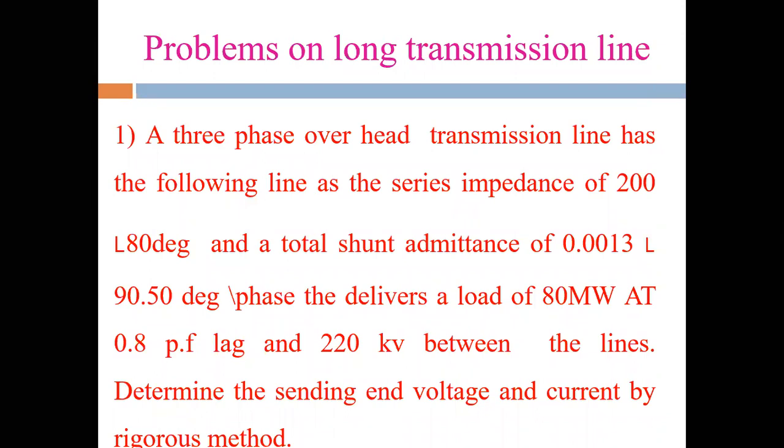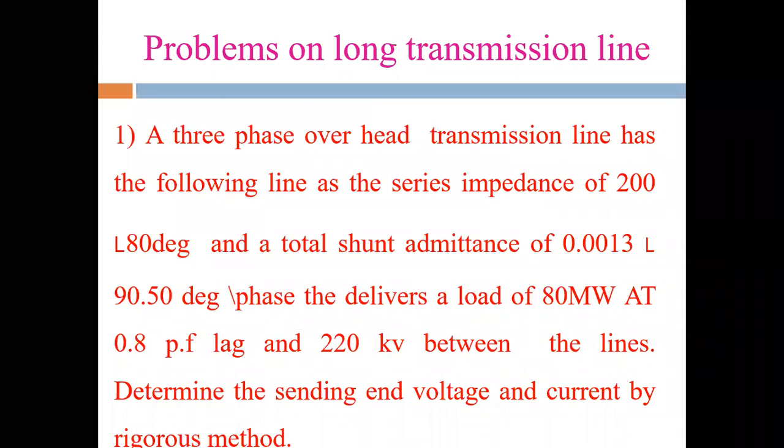That is the series impedance, that is Z. Therefore, Z is equal to R plus jX, and R plus jX is equal to 200 at an angle of 80 degrees. And a total shunt admittance, that means Y, of 0.0013 at an angle of 90.50 degrees per phase.